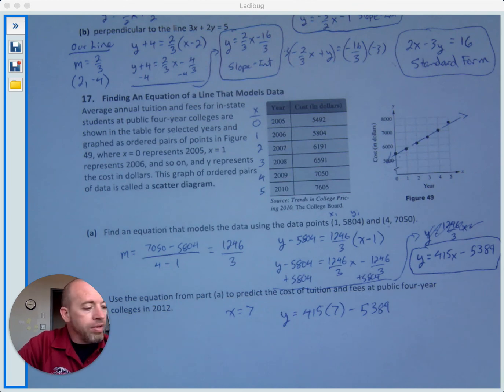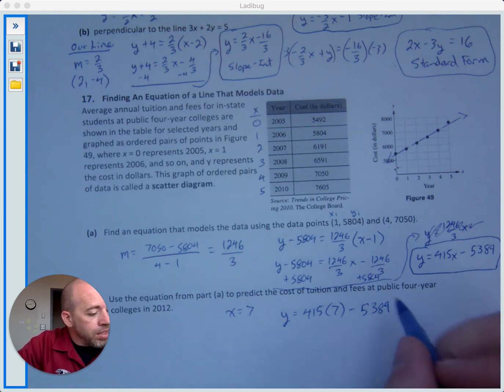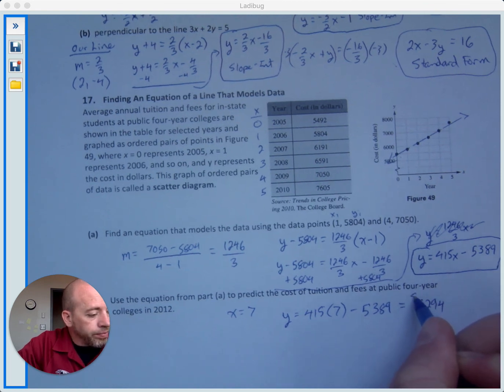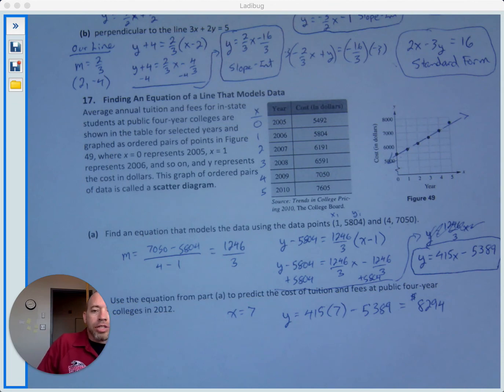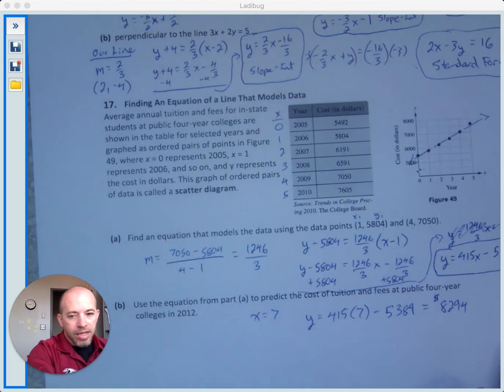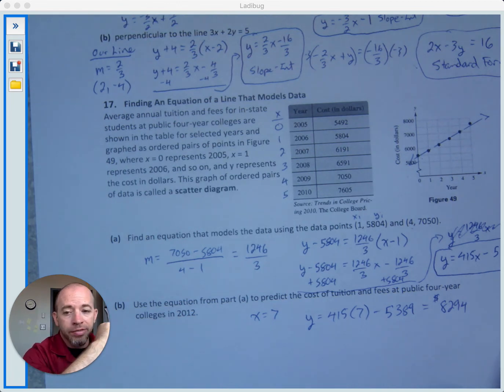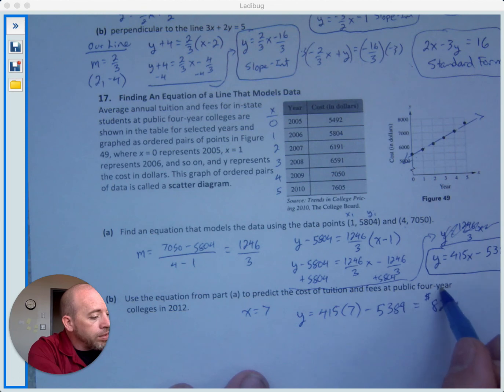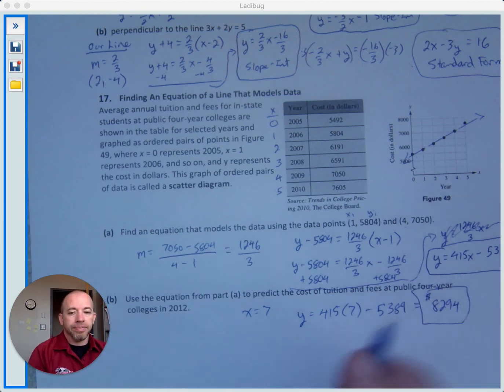So let's plug that in and see what we get. 415 times 7 plus 5389. And we should get 8,294. So that's how much someone in 2012 would expect to pay for tuition and fees at a public four-year college. So that would be a good prediction to the nearest dollar.